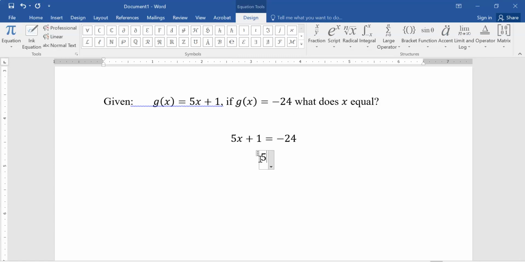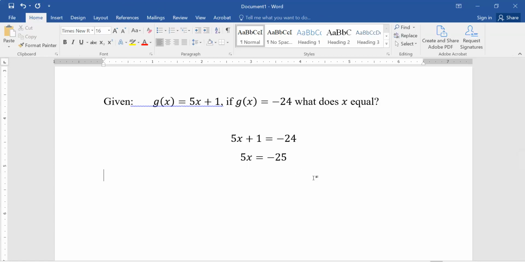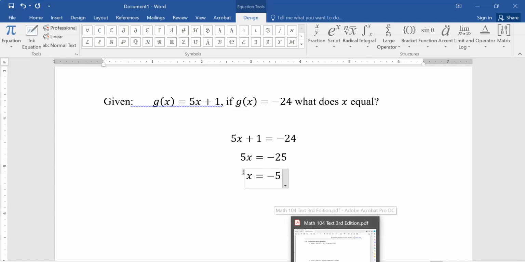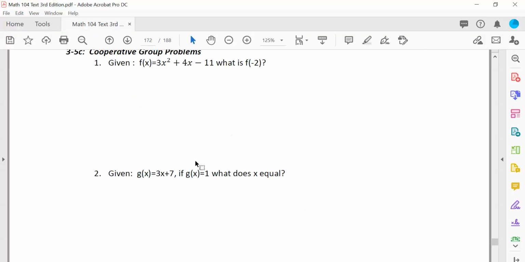I would subtract 1 from both sides. That would give me 5x equals negative 25. And then I would divide both sides by the number 5. Negative 25 divided by 5 is negative 5. So what does x equal? Well, x has to equal negative 5. And again, that means that if you input negative 5, you get out a negative 24. And so that is how those types of problems from lesson 3.5 are done.